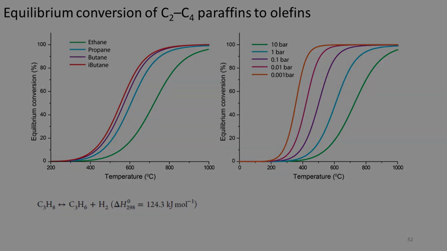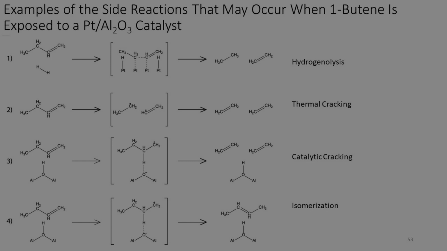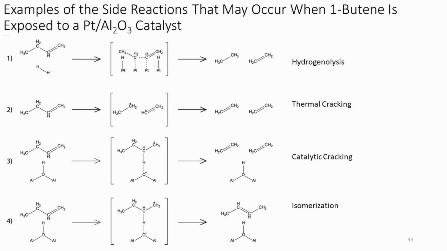Let's talk about the side reactions. Three types of side reaction can occur: hydrogenolysis, cracking, and isomerization. In hydrogenolysis, the addition of hydrogen into a C-C bond within a paraffin results in the formation of two smaller alkanes. Because hydrogen atoms and CHx species are required for alkane hydrogenolysis to occur, this reaction is catalyzed by platinum sites.